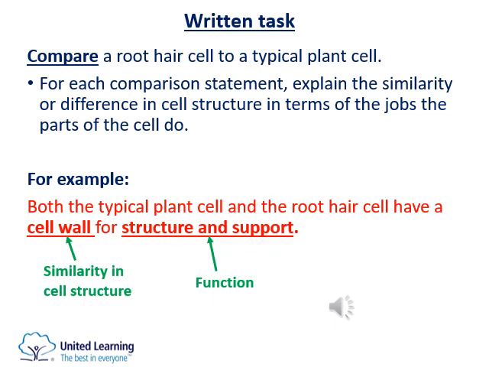What I've said is both the typical plant cell and the root hair cell have a cell wall for structure and support. So I've stated a clear similarity and I've said what that part is for. You will be expected to do the same thing for each part which the typical plant cell and the root hair cell have in common. So look back through your booklet or through the PowerPoint to identify which parts both cell types have.